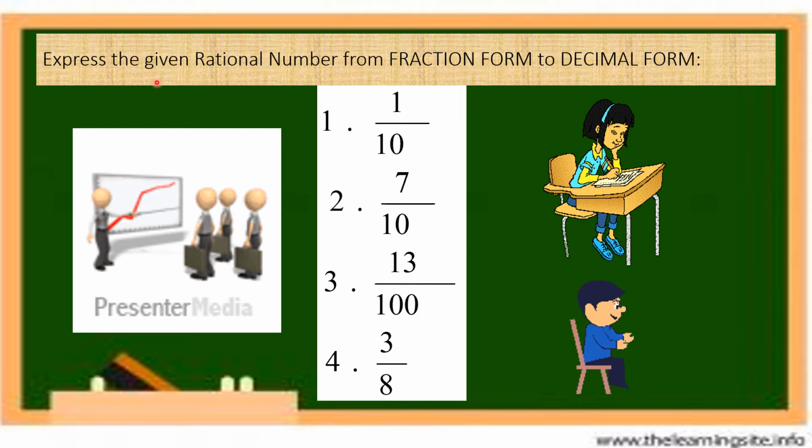So we need to express the given rational numbers from fraction form to decimal form. Number 1, 1/10. Number 2, 7/10. Number 3, 13/100. Number 4, 3/8.